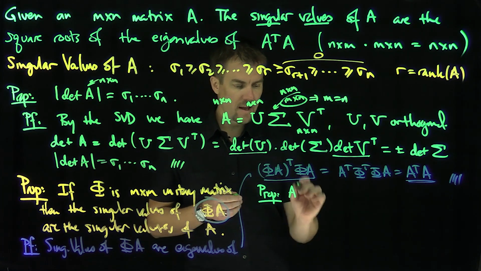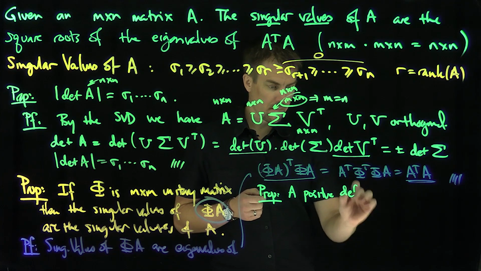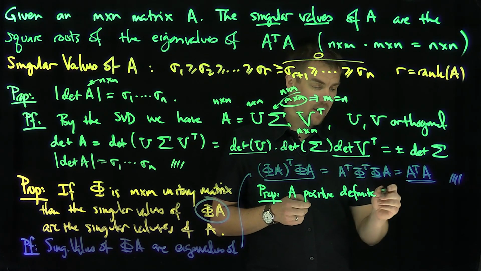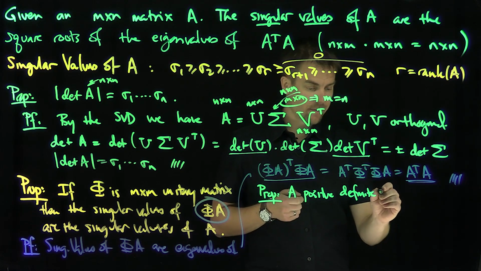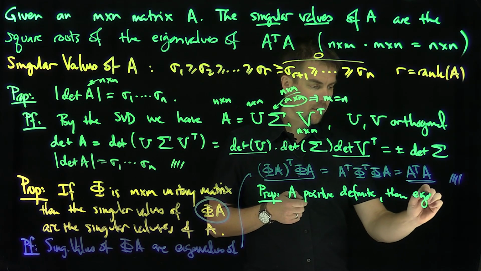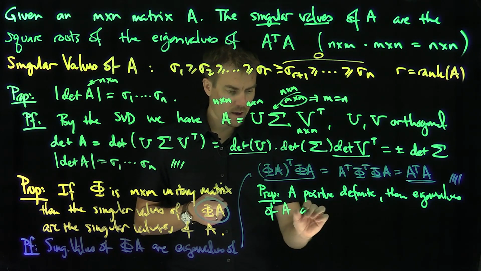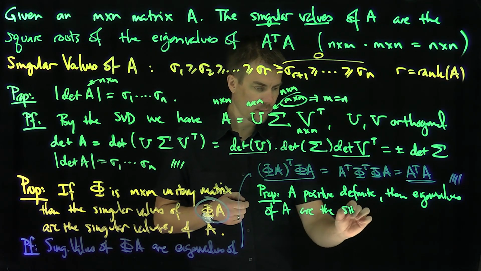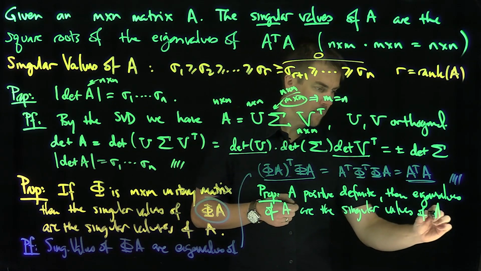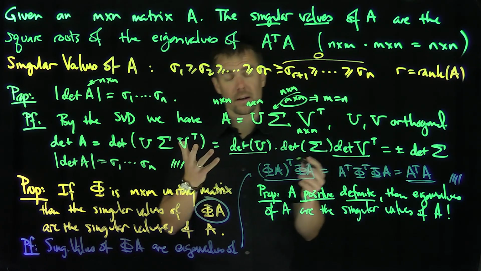And then finally, the last proposition says that if A is positive definite, then every eigenvalue is a singular value. The eigenvalues and singular values are the same. Then the eigenvalues of A are the singular values of A. Okay. Now the whole point is that positive definite matrices are automatically self-adjoint, right?